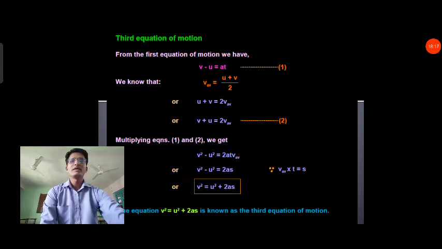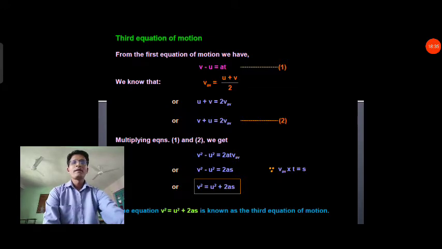Here, v is the final velocity, u is the initial velocity, a is the acceleration, s is the distance, and t is the time taken. So these are the three equations of motion.